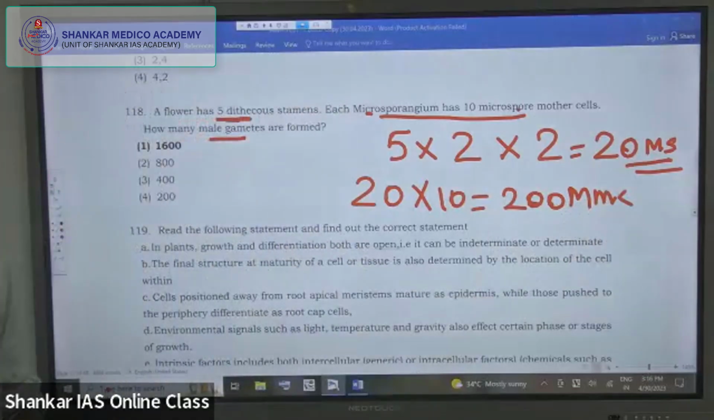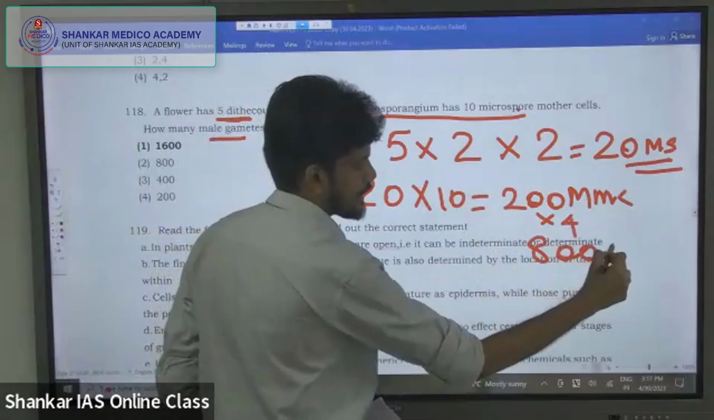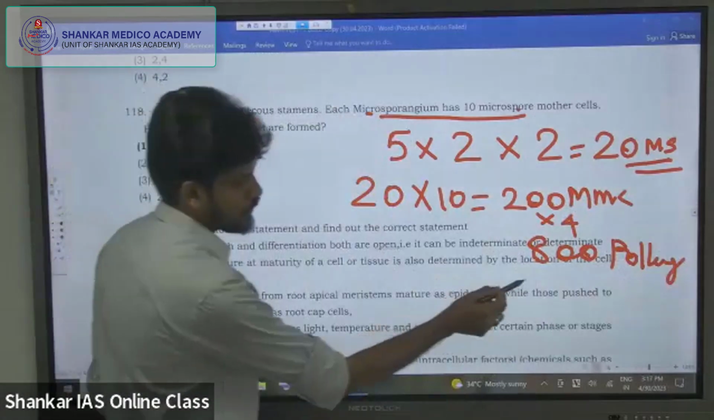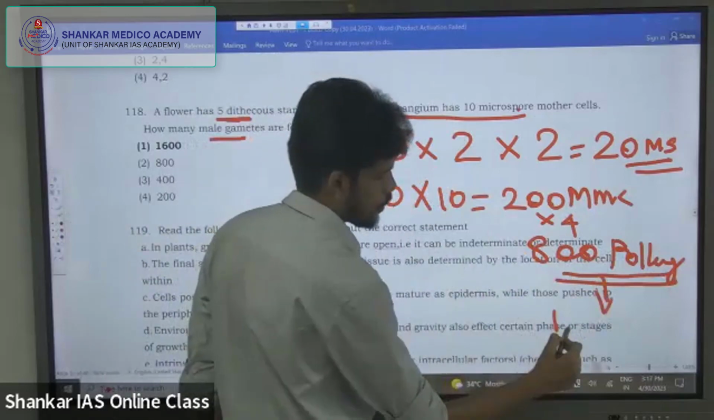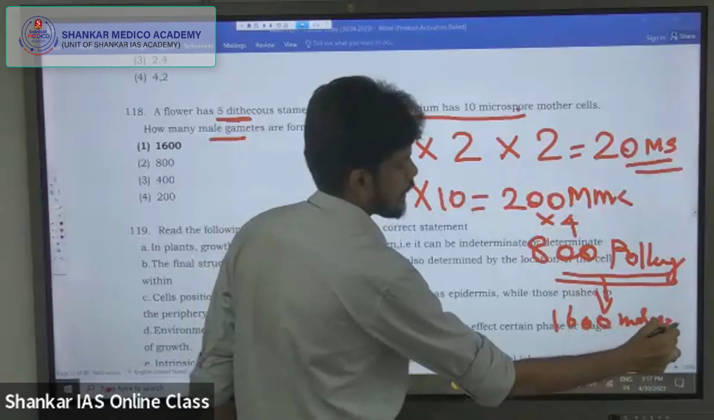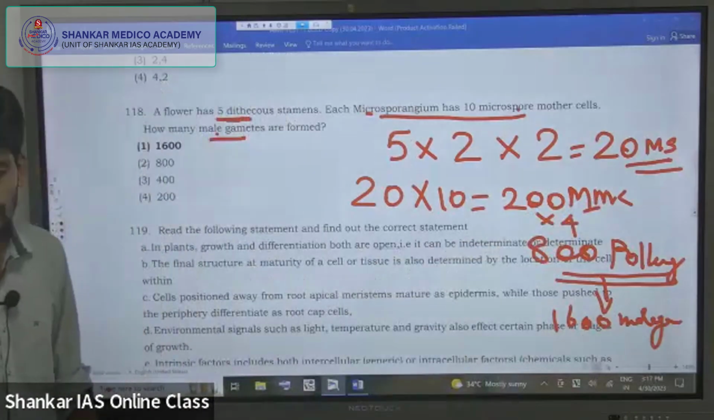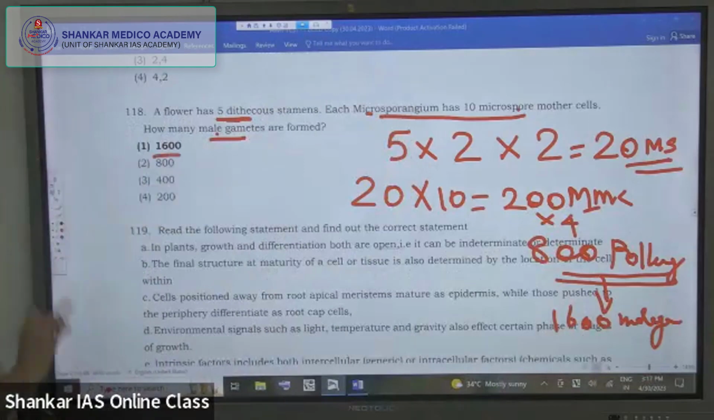This will undergo meiosis and produce the pollen grains. One mother cell will produce 4 pollen grains, so it will produce 800 pollen grains. Each pollen grain will produce 2 gametes. So the total is 1600 male gametes. From this single question, they may ask for male gametes, how many pollen grains, or sometimes how many MMC. The conditions may vary, but the concept will be the same. So 1600 will be the correct answer.